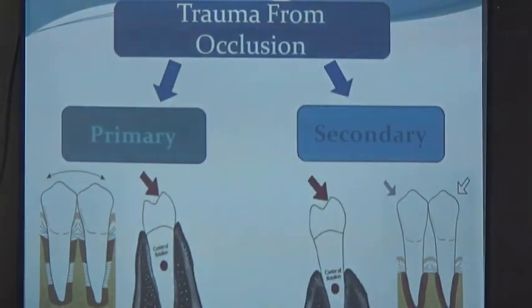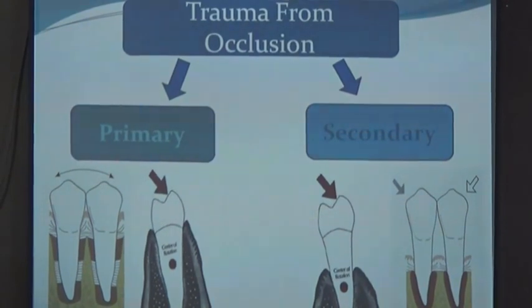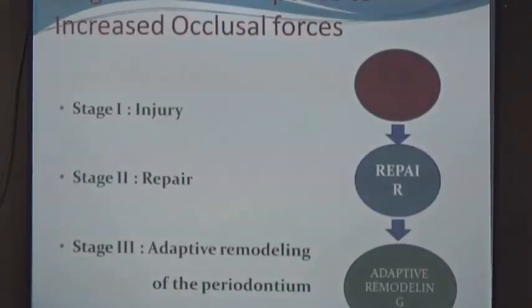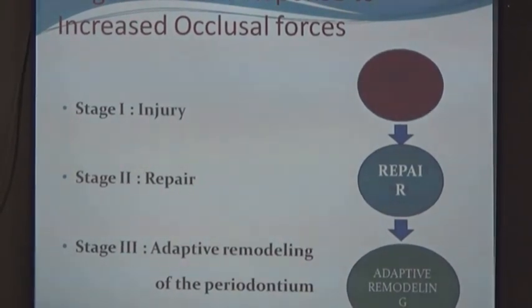Then there is another type I told you, primary or secondary. See how it is in primary and how it is in secondary. There are three stages in trauma from occlusion: injury, repair and adaptive remodeling of the periodontium.